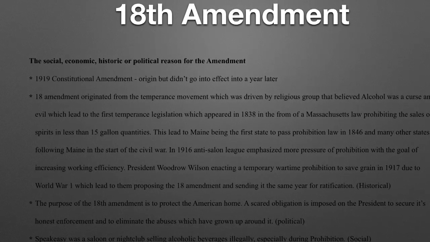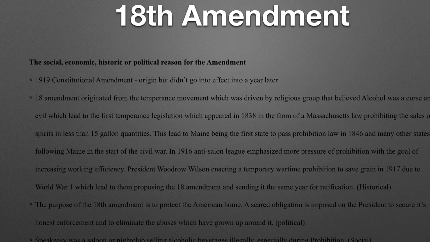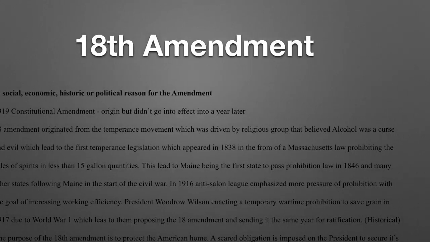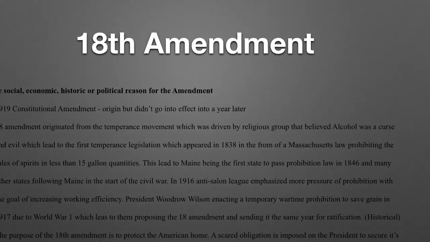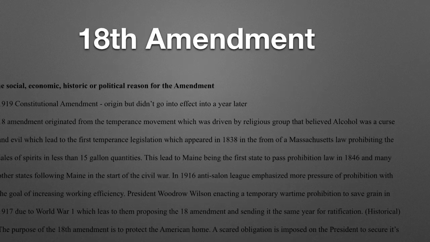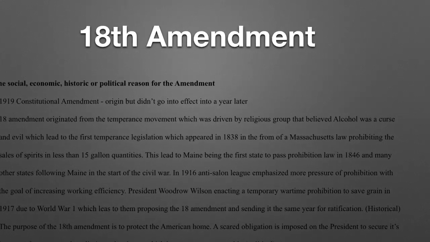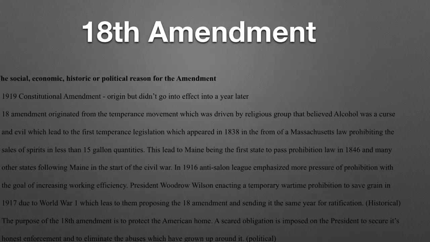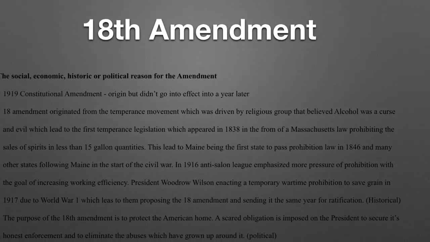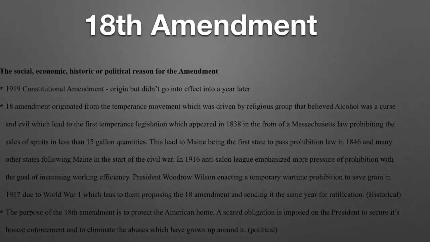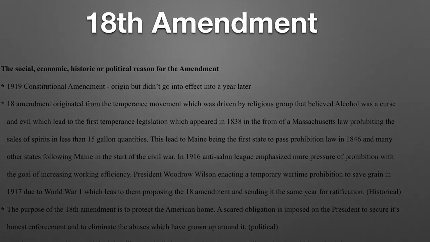The purpose of the 18th Amendment is to protect the American home, a sacred obligation imposed on the President to secure its honest enforcement and to eliminate the abuses which have grown up around it. A speakeasy was a saloon or nightclub selling alcohol illegally, especially during Prohibition. Prices skyrocketed during 1920-21 for liquor and any alcoholic beverage, declined in 1923, but then rose again after that.